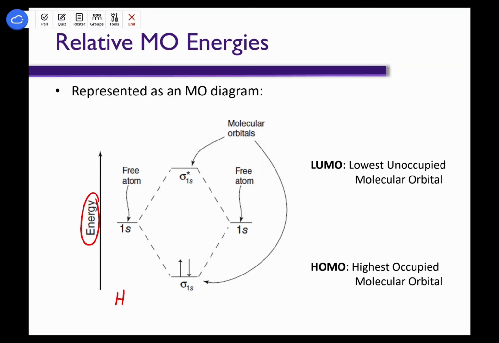We usually put one atom on the left, one atom on the right, and then we put the molecular orbitals in the middle. And we show the relative energies of these molecular orbitals. So we could draw this for H2, for diatomic hydrogen. Each one has a 1s electron in atomic orbitals. When they come together, we get our sigma 1s bonding molecular orbital and our sigma star 1s orbital, our anti-bonding orbital. And we can see it's higher in energy and lower in energy.